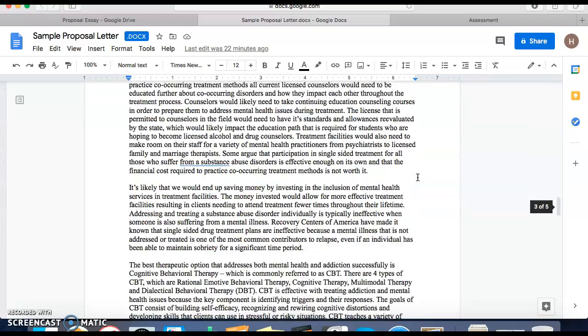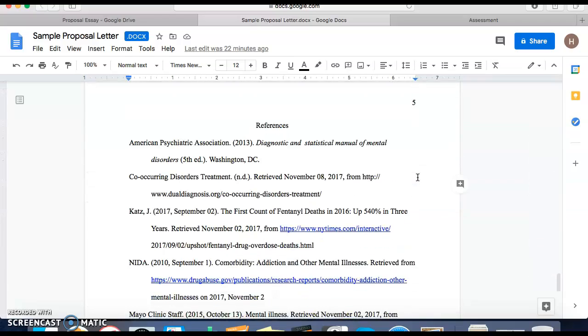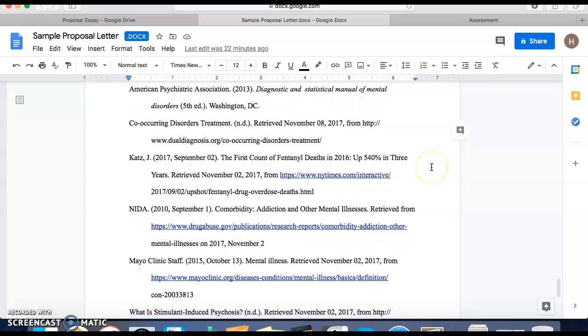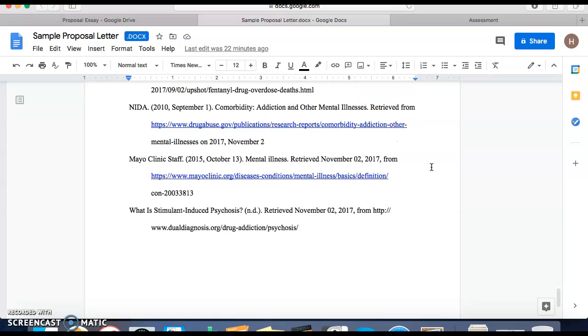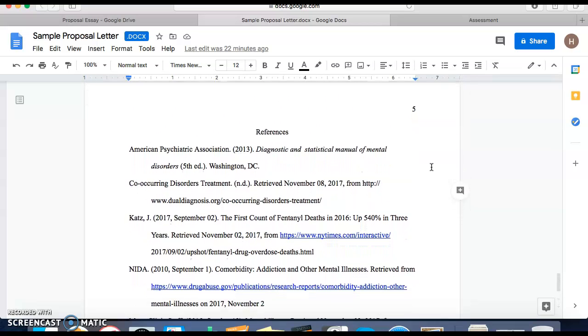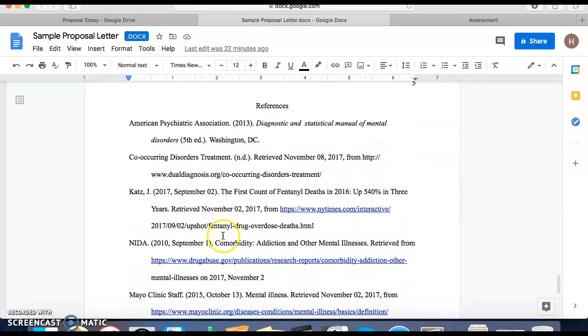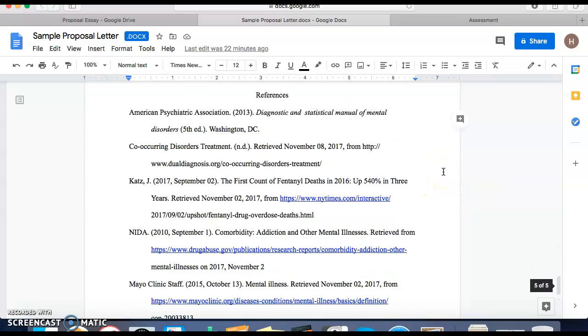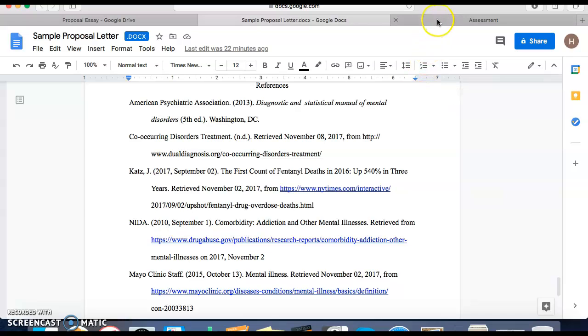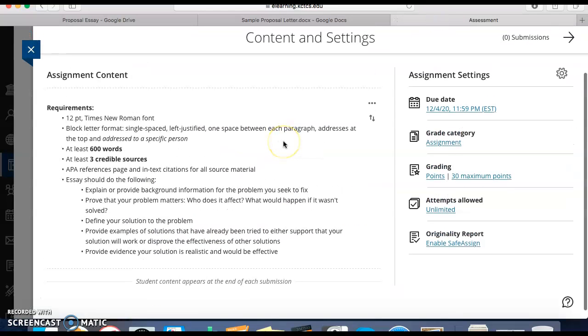It can be slightly confusing if it is the first time you've ever written a business letter. And oh, the only other thing I'll mention about this is that there is a references page at the end. You do need to have a references page. This is really important because we don't want to be plagiarizing. And this is just the normal APA references page that will be started on a new page at the end of your essay.